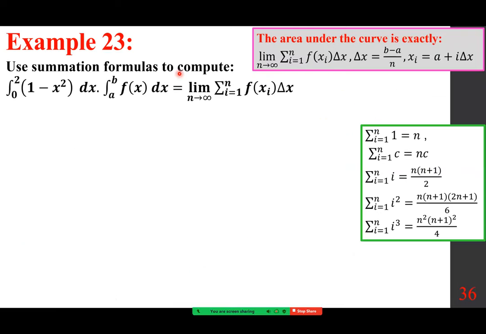Use summation formulas to compute this: the integral from 0 to 2 of 1 minus x squared dx. And we remember that the integral of a to b of f of x dx is this limit. Now, using the limit, as we did with differentiation, that's the start, everybody. And that is pretty tedious. I want you to know that. Ultimately, we take the easy way out, which is the FTC, the Fundamental Theorem of Calculus, okay? We will use that later on, but for now, we are going to use this just to get us started, everyone.